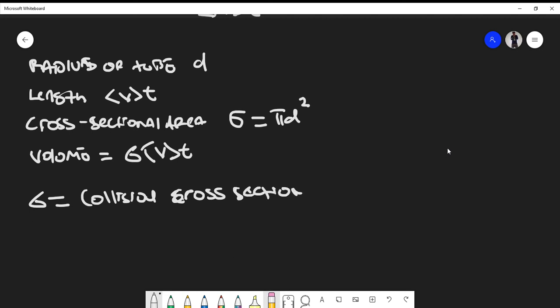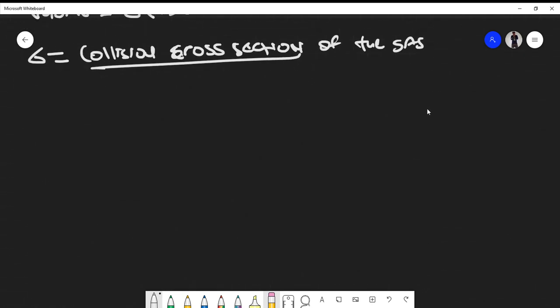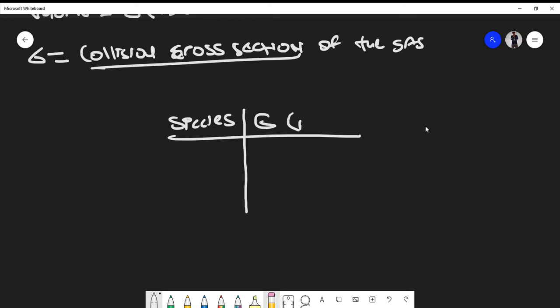So we call this a collision cross-section of the gas. That's what we define as sigma. Now, some of the typical values we can look up, but it's nice to give you some numbers. And again, this is sigma.